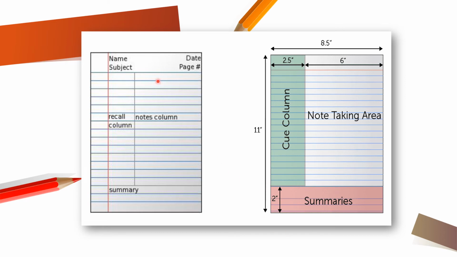During class, you write in this column. Then after class, you can write down the Q column. The Q column comes from your understanding of the notes taken here, so that by reviewing the Q column, you will understand more about the notes. And this is the summary. You summarize after you understand everything.